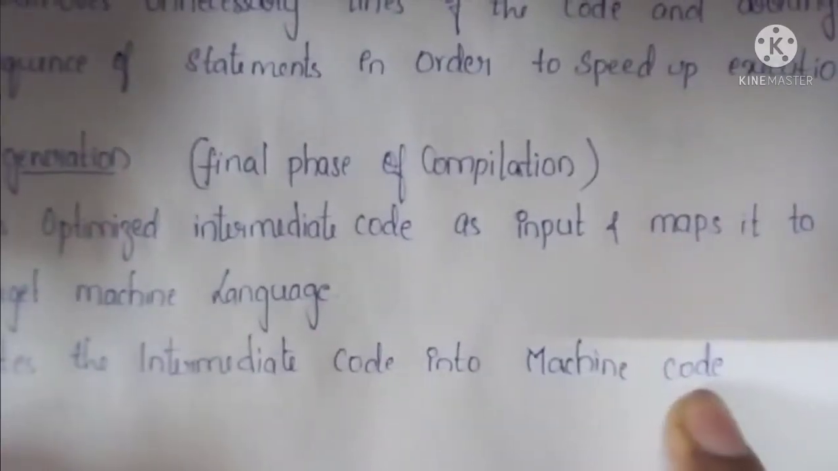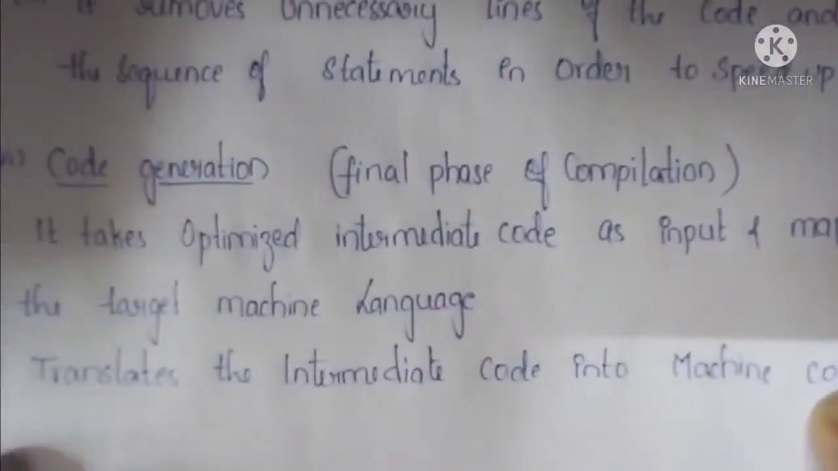So this is all the six phases of the structure of compilation.